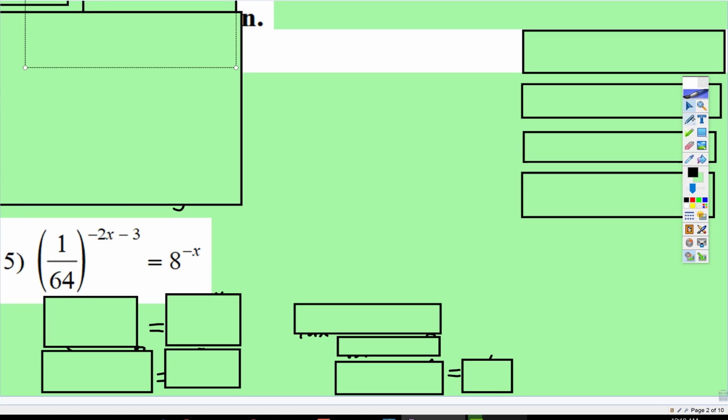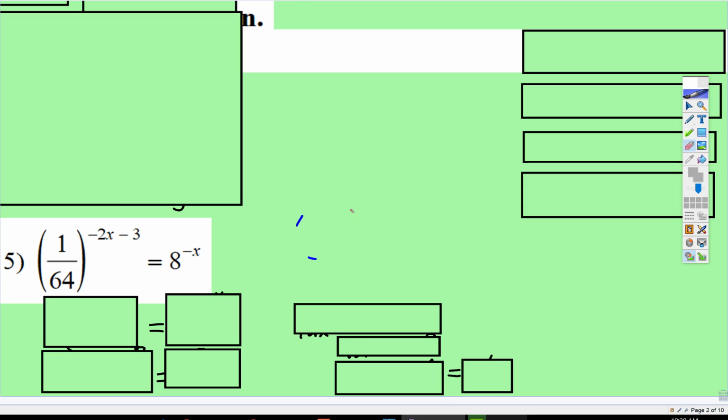And here's another one. Well, remember what we said about fractional exponents. Fractions mean exponents. So you could rewrite that as 64 to the negative first. That means the same thing as 1 over 64. But because we're doing powers, there's a couple things that we need to do. We could rewrite that as 8 to the negative squared, and then raised to the negative 2x minus 3. And on this side, we have 8 raised to the negative x.